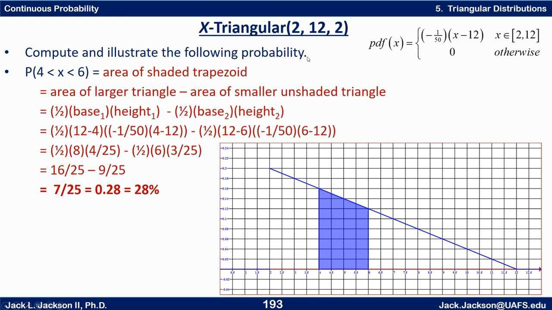All right, so working this out, half of 6 is 3, times 3 is 9 on the numerator, and you've got 25 on the denominator. So 16/25 is the area of the bigger triangle. The area of the smaller triangle is 9/25. Subtract, and we get 7/25, which is the shaded region, which is 0.28 or 28%.